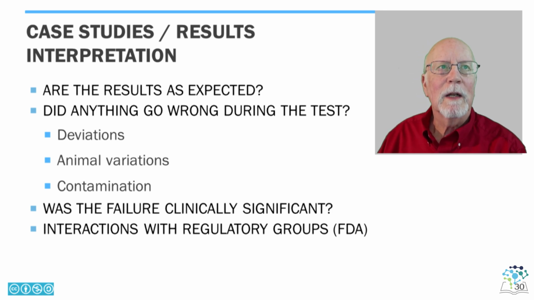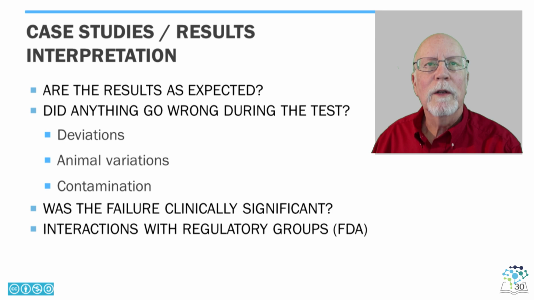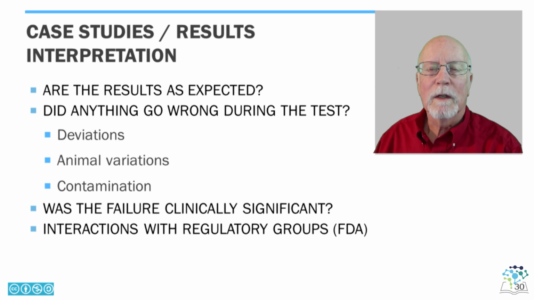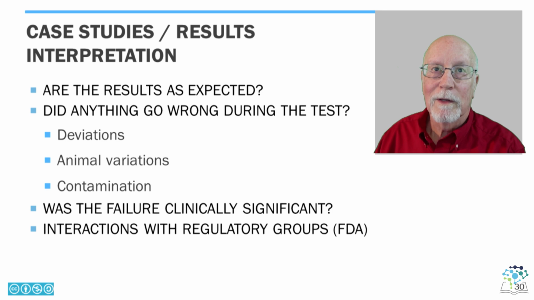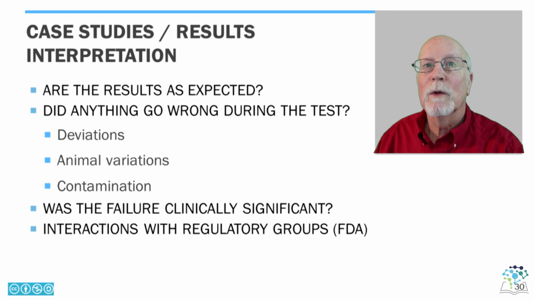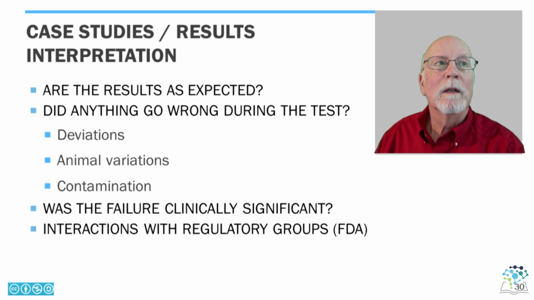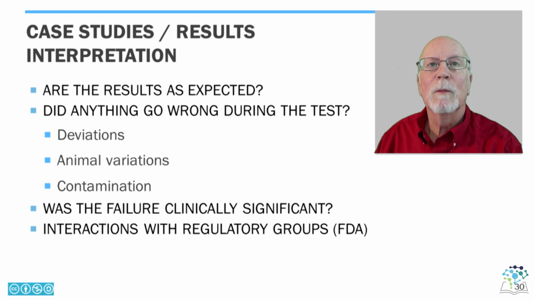However, when a biocompatibility test fails, we need to marshal resources to address the issue, find the cause, and minimize the impact. Did anything go wrong with the tests, including study deviations, unexpected animal variability, or contamination? Was the failure clinically significant in the manufacturer's eyes versus the eyes of the FDA reviewers? How have the interactions with the individual reviewers and the regulatory teams, the FDA, been throughout the submission? And might there be issues in communication which led to an overinterpretation of the clinical impact of a failed result?